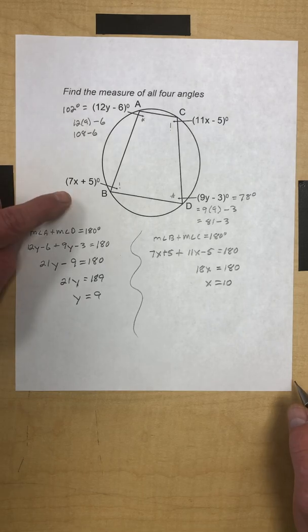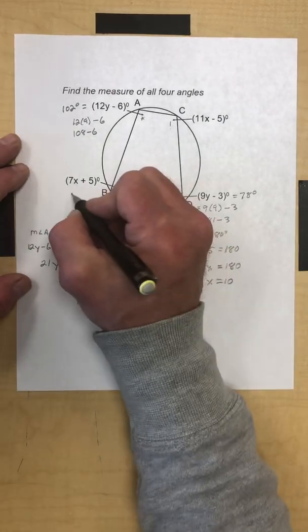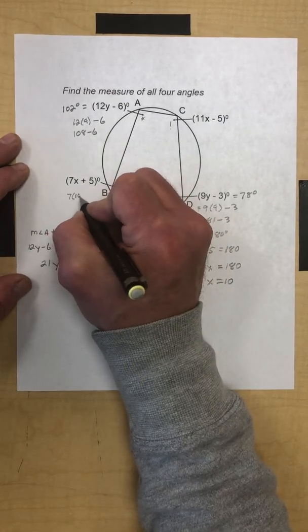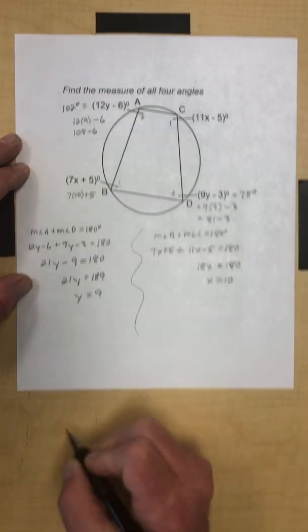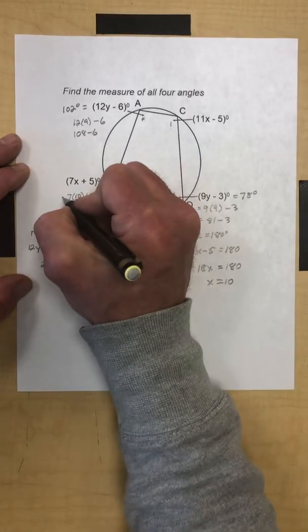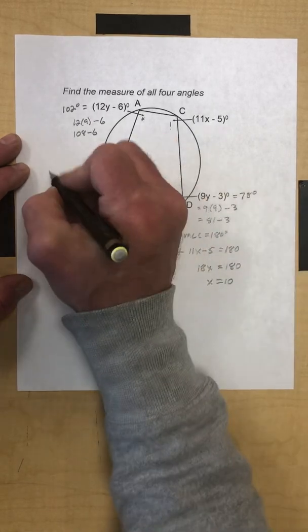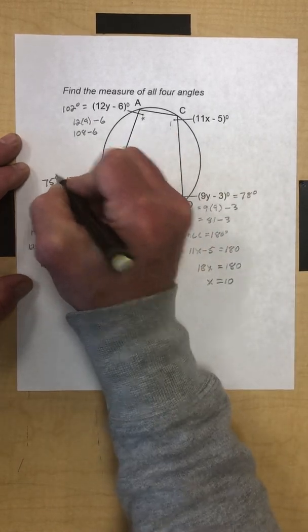Okay, so let's do angle B first. I go 7 times 10 plus 5. Obviously, that's 70 plus 5, so I get 75. So the measure of angle B is 75 degrees.